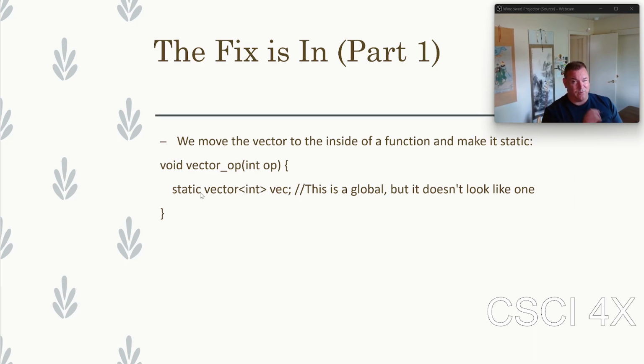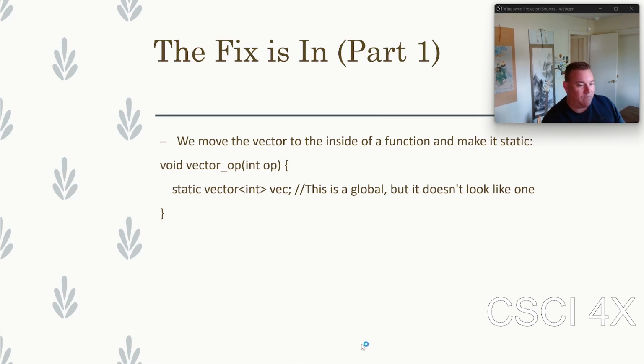Static's one of those keywords that's really weird in C++. It has like a bunch of different meanings, and they're all kind of different-ish meanings. In this case, what static means is this vector is a global. It persists between different invocations of the function. That vector doesn't get allocated and deallocated on the stack. It is statically allocated. It is permanently globally allocated. But the only place where you can actually see this vector and the only place where you can touch it is within the scope of this vector op function here.